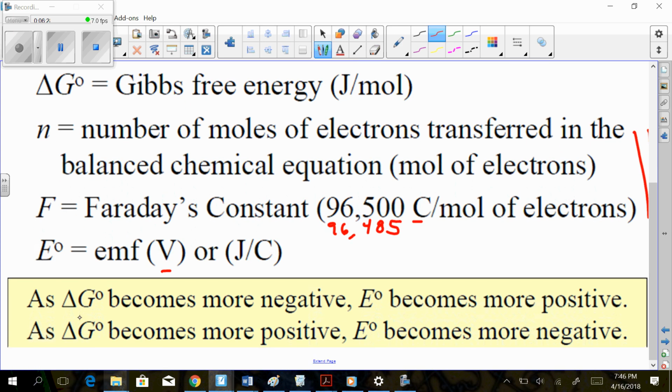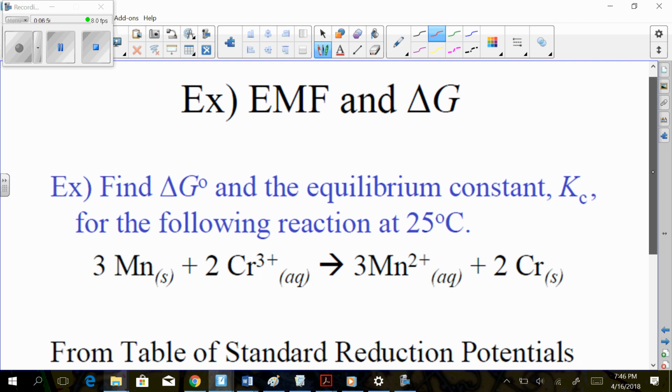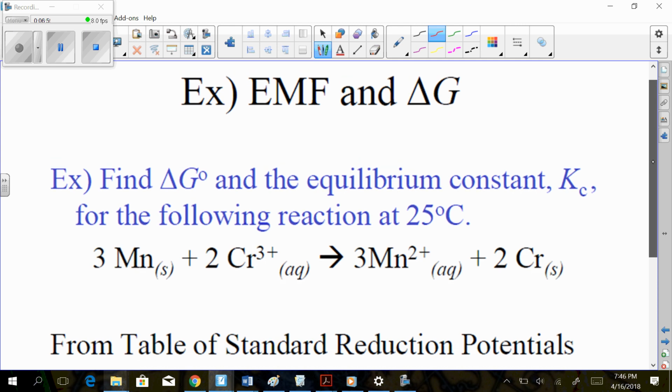So as delta G becomes more negative, meaning it's more thermodynamically favored, E naught becomes more positive. As delta G becomes more positive, it becomes less thermodynamically favored, so E naught becomes more negative. So notice that relationship.